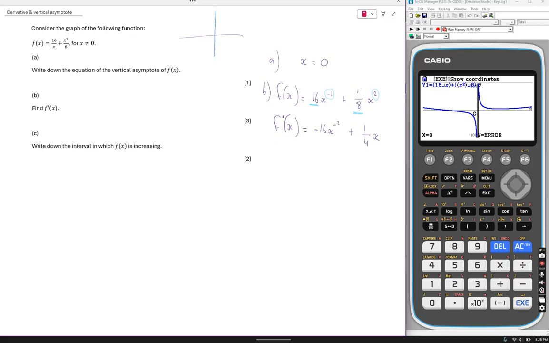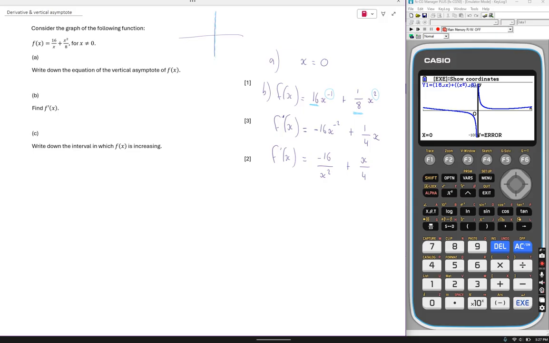Next line, this is still part B that we're doing, I just want to tidy this up a bit. So negative 16 over x squared. I've just taken that negative power and made it into a positive, again just tidying it up a little bit. And then we can simplify the second term to just be x over 4. Those are the same thing. 1 over 4 times x is the same thing as just x over 4.